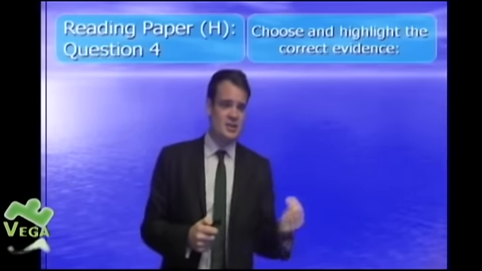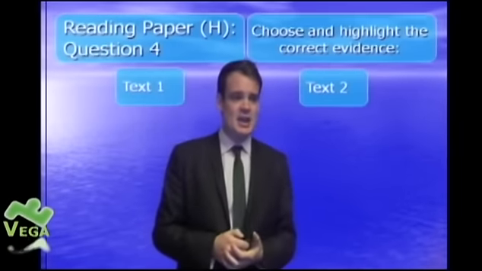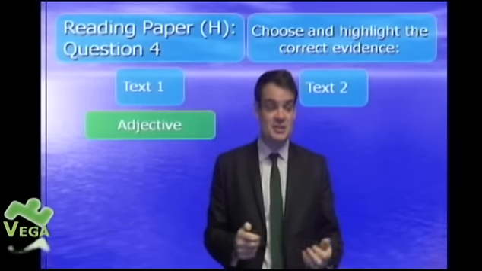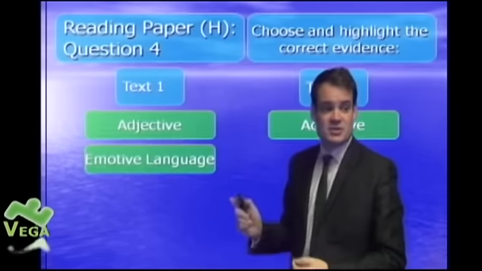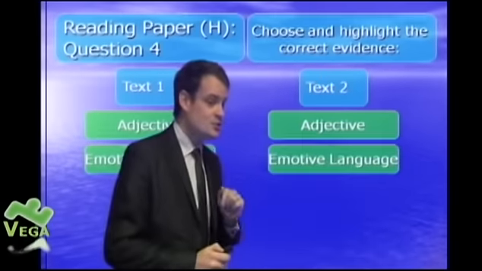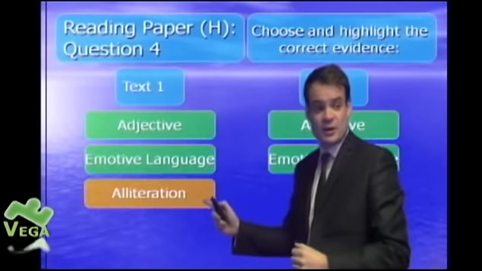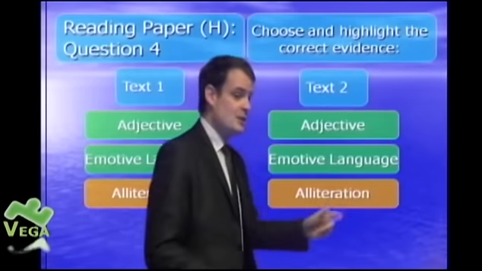So you're going to highlight the correct evidence on your copy of the text. Text 1, if you choose an adjective. Text 2, you've got to find an adjective. Text 1, if you choose emotive language. Text 2, you've got to choose emotive language. Text 3, you might go for alliteration. Text 4, you therefore go for alliteration.